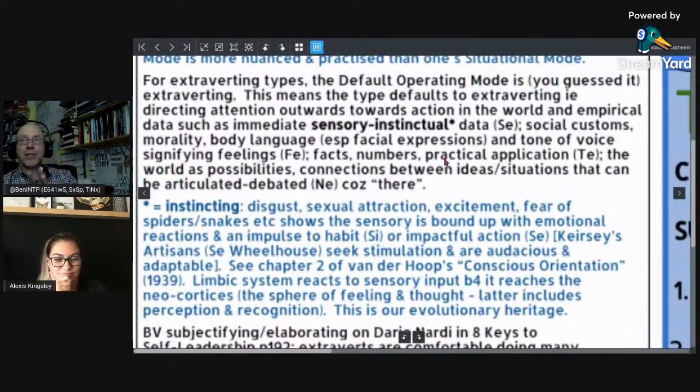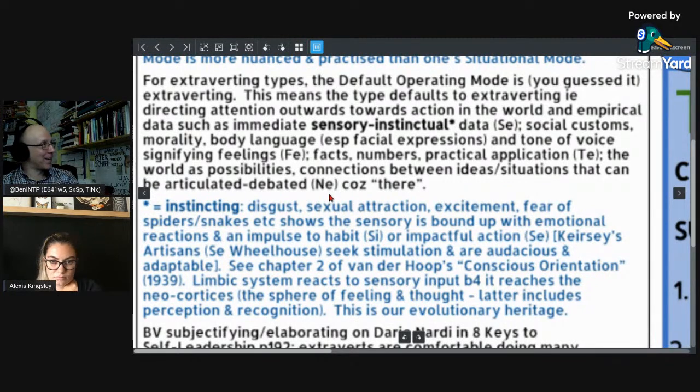Other kinds of extroverting. So we did the sensory instinctual data stuff, social customs, morality, body language, especially facial expressions, and tone of voice signifying feelings. So I put that under FE. Facts, numbers, practical application, TE. The world as possibilities, connections between ideas, situations that can be articulated, debated.